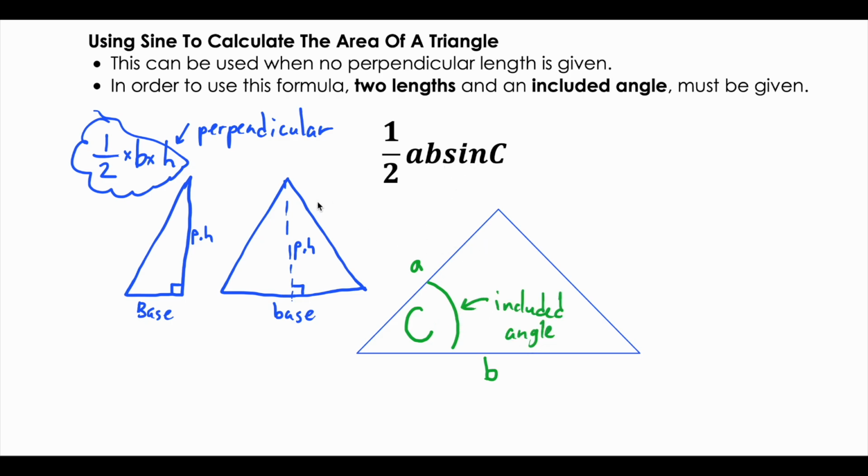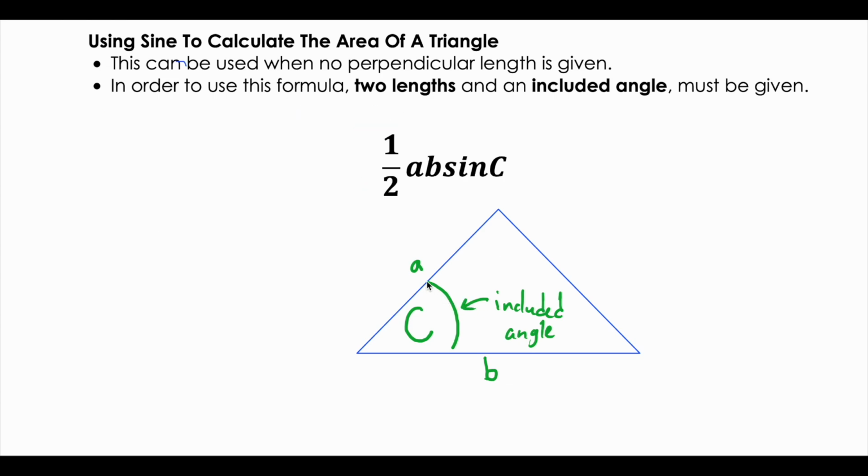So notice here, if this was a situation where we could have used this formula, we would have had a perpendicular height. What do you mean by that? In that case, we would have known the height of this. But if we are not given that perpendicular height, but we have two lengths and an included angle, we can calculate the area using this formula here.